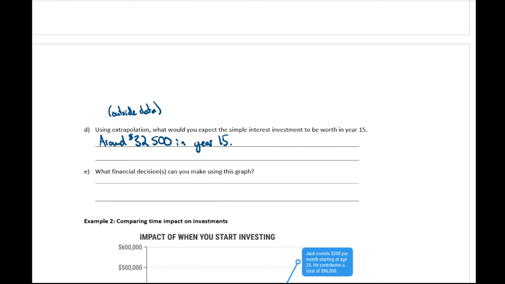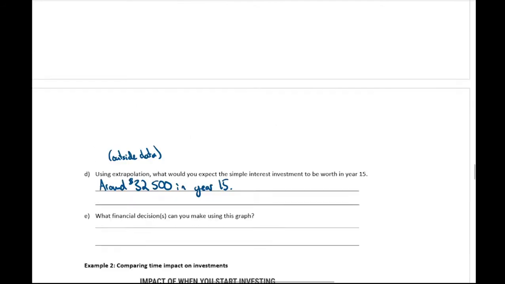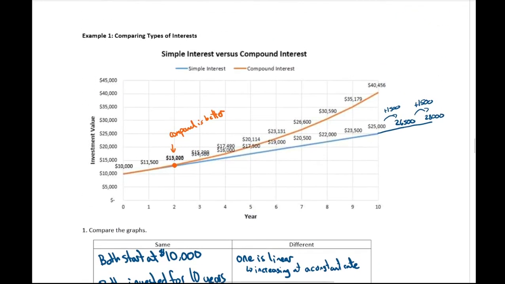What financial decisions can you make using this graph? Right? So based off of this graph, if you had the option between compound interest and simple interest, what financial decisions would you make? Right? And this may change depending on the scenario. So there are multiple answers here, depending on what your situation is.